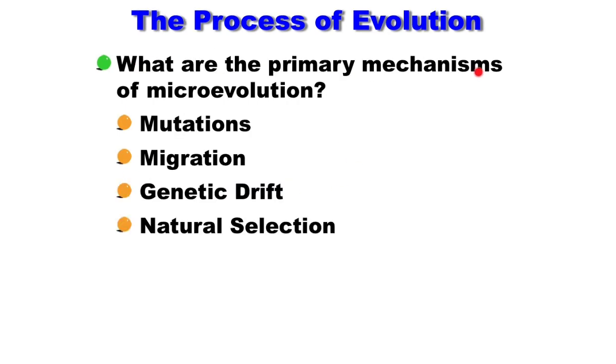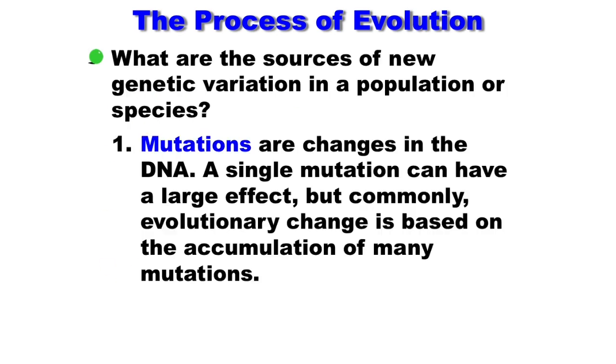So what are the primary mechanisms of microevolution? Mutations, migration, genetic drift, and natural selection. These are the 4 main drivers, but this is not the full list, just the main drivers of microevolution. Now let's talk about each of them in turn. The first driver is mutations.